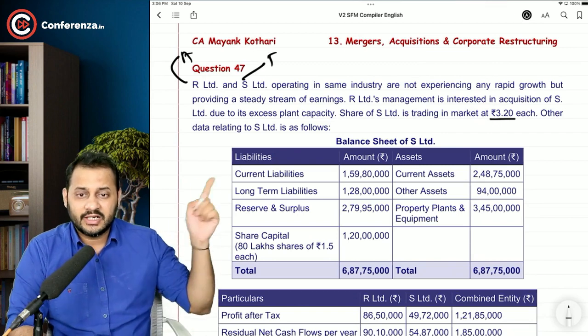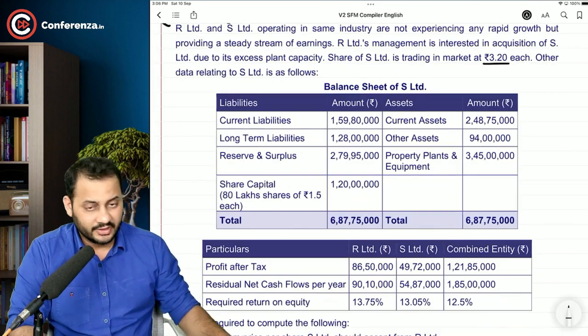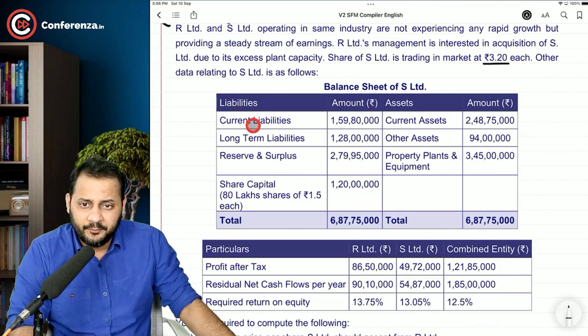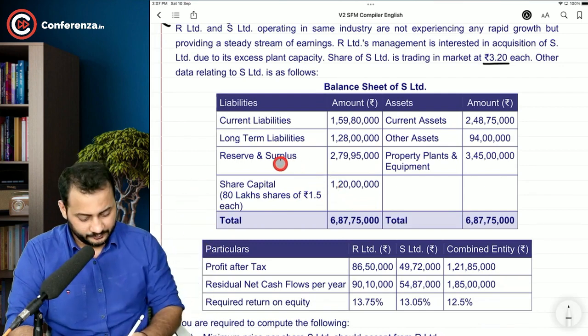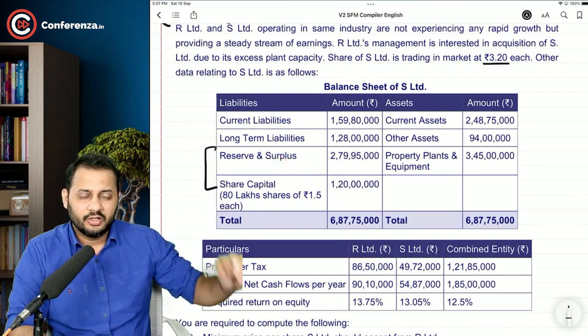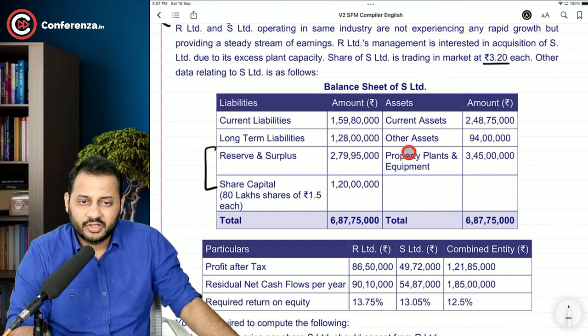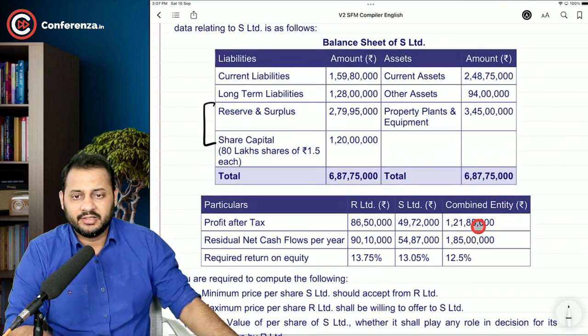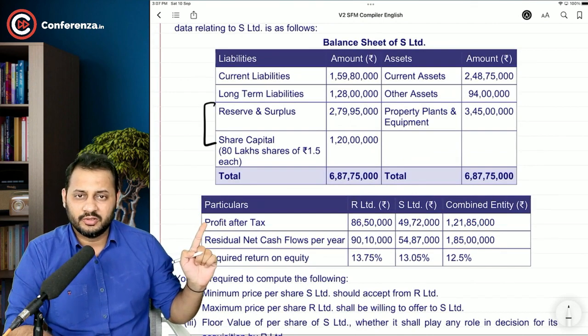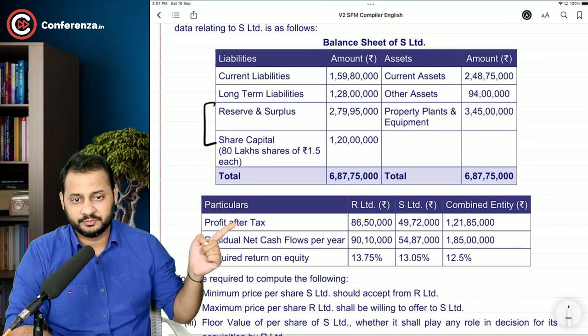The balance sheet of that target company looks like this. The current liabilities, long-term liabilities, reserves and surplus, share capital of 80 lakh shares of rupees 1.5 each, so that's 120 lakh. In total, the shareholders' fund will be the total of these two. On the other side, we have current assets, other assets, property, plant and equipment. These are the particulars of R Limited, S Limited and the combined entity. Profit after tax of both the firms independently and after the merger.